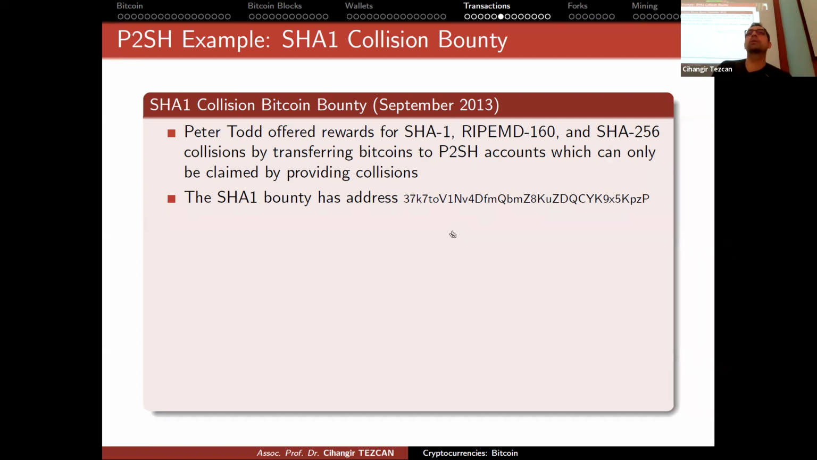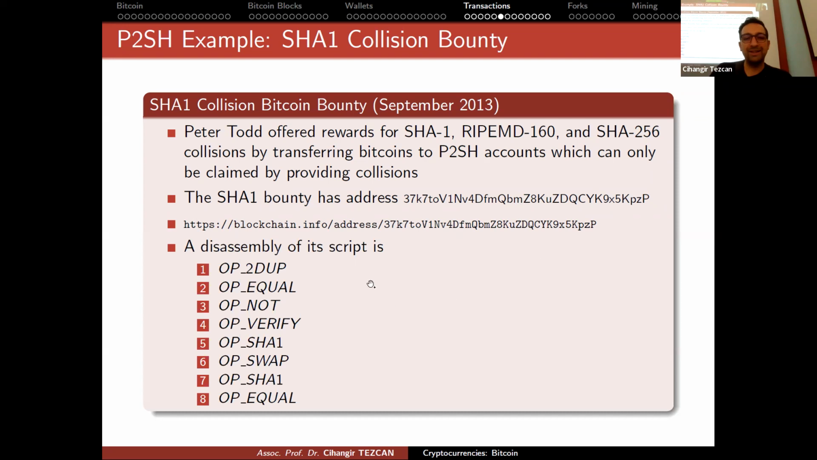But since we have a collision for SHA-1, let's see what happened to this. So if you want to look at the transactions for this wallet address, you can go to blockchain.info. And many people transferred Bitcoins to this address to encourage people to try to find a collision. So this is actually the disassembly of the script for this collision. So it's full of opcodes. As you can see, let's look at 2dup.